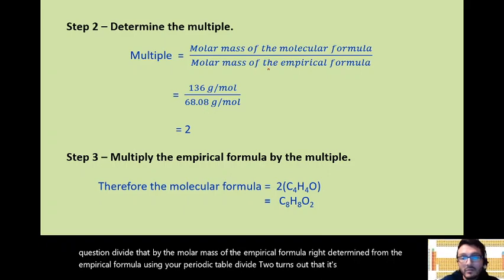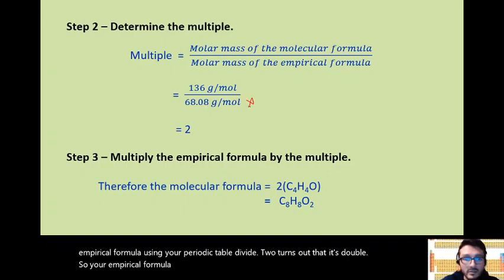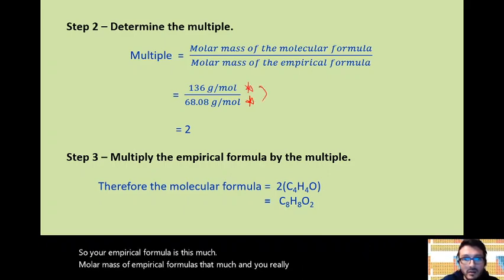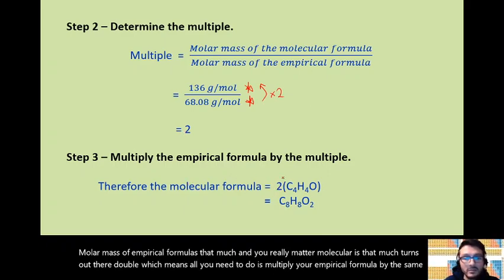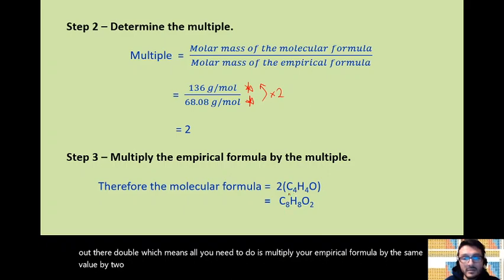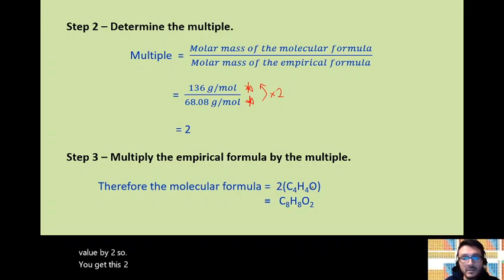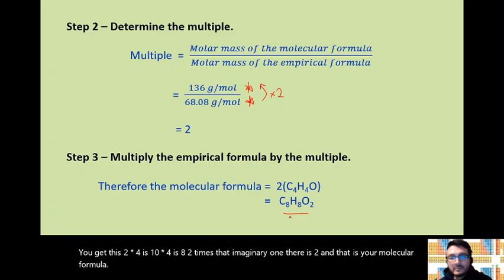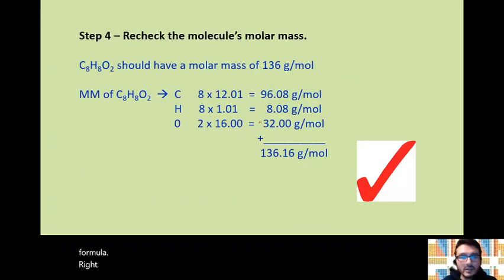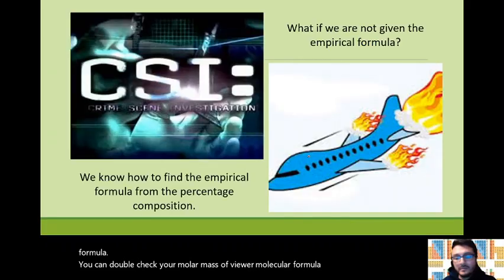So the molar mass of your empirical formula is that much, and the molar mass of your molecular formula is that much. Turns out they are double, which means all you need to do is multiply your empirical formula by the same value, by 2. So you get this. 2 times 4 is 8, 2 times 4 is 8, 2 times that imaginary 1 there is 2, and that is your molecular formula. You can double check the molar mass of your molecular formula, and it should match.